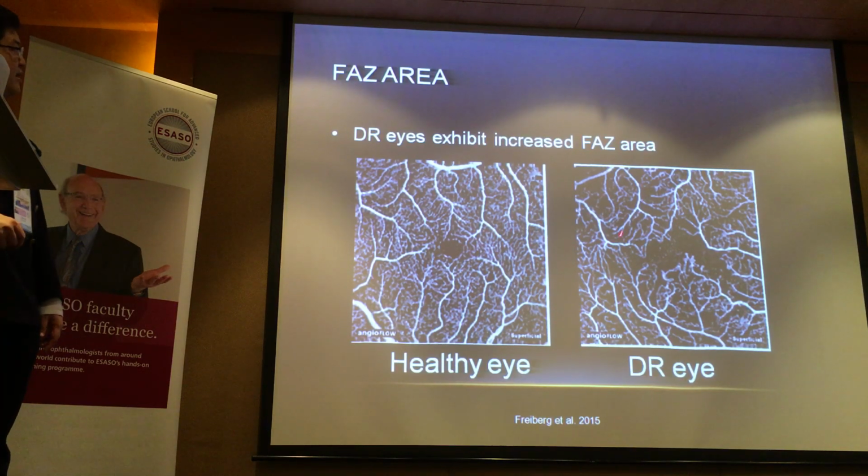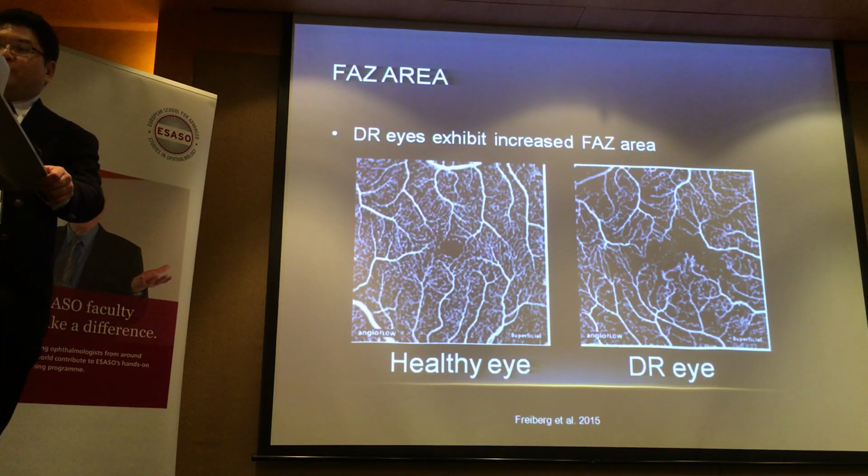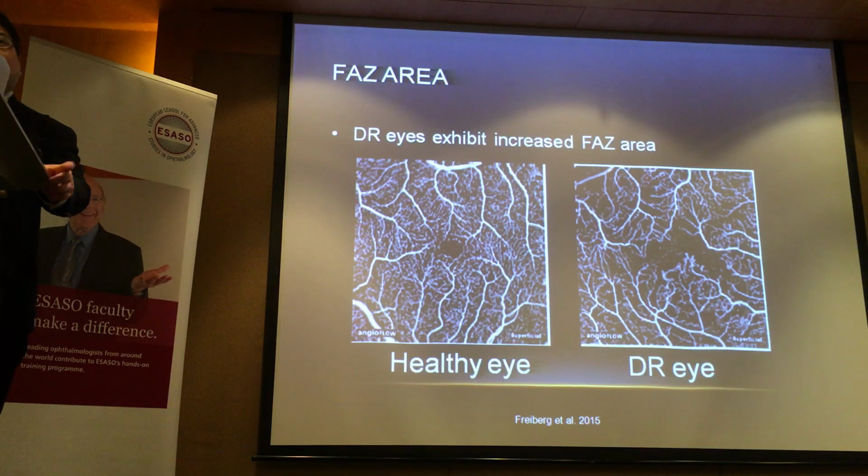But it's more than that. If you look at the other vessels here, you see that there are areas of capillary dropout, much as you would expect in a fluorescein angiogram. Okay. But that's again one of the caveats. OCT-A is very sensitive to image quality. Right?